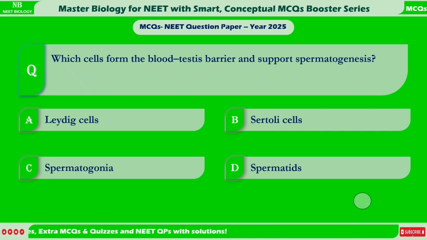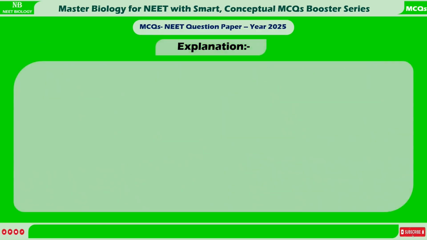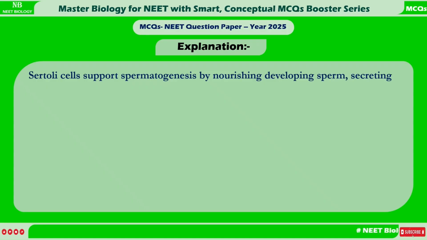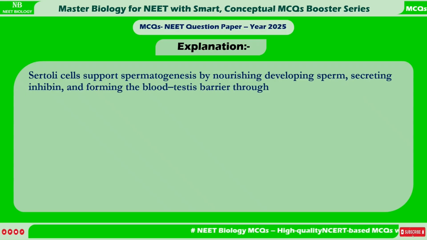Correct answer is B. Sertoli cells. Explanation: Sertoli cells support spermatogenesis by nourishing developing sperm, secreting inhibin, and forming the blood-testis barrier through tight junctions.